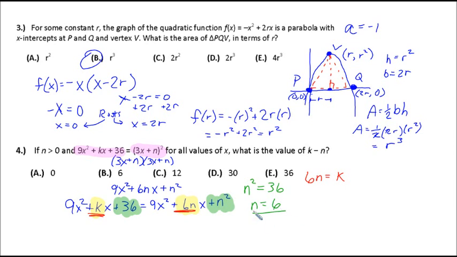And now that we know the value of n as 6, we can calculate k as just 6 times 6, which is 36. The problem is actually asking what's the value of k minus n, so we're doing 36 minus 6, and that gives us 30. D is the answer.